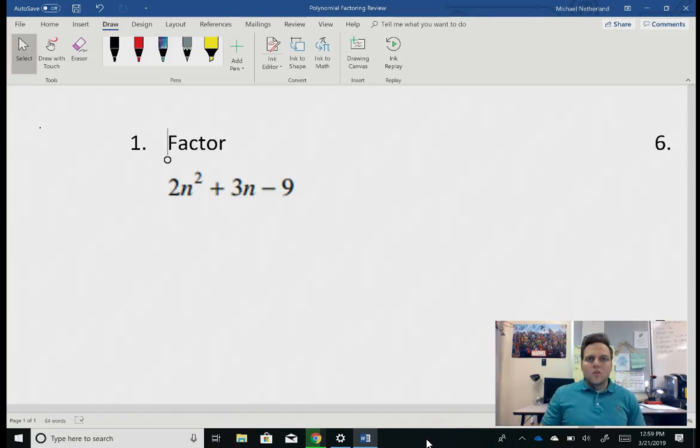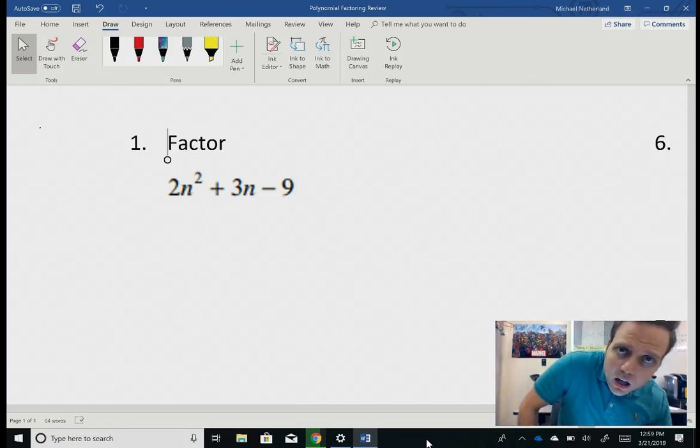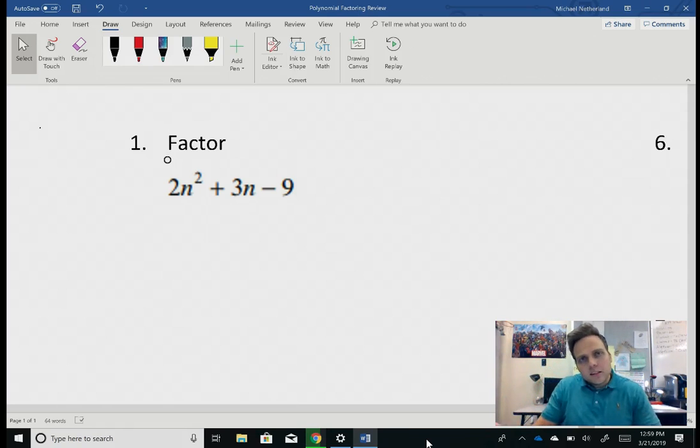Hey guys, so I'm going to go over your Algebra 2 review. Most of it is about polynomials, and most of the things are factoring. The last few problems do ask about adding, subtracting, and multiplying polynomials. Alright, so let's dive into number one.